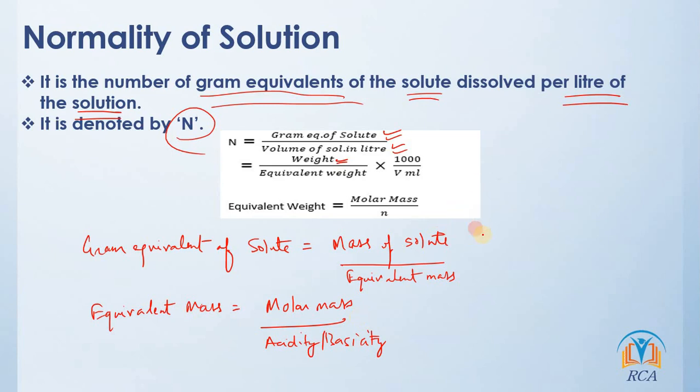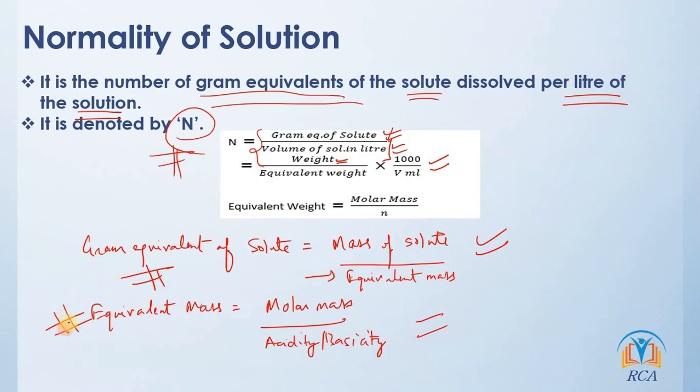So these are the things that we'll need to find the normality. I always go opposite. First of all, I find the equivalent mass. Then I use it to find the gram equivalent mass. Then I put it in this formula to find the normality of the solution. So this is what normality is all about: the number of gram equivalents of the solute with respect to the volume of solution in liters. If it is in ml, multiply that formula by 1000 so that the entire thing gets converted into liters. It is represented by capital N.